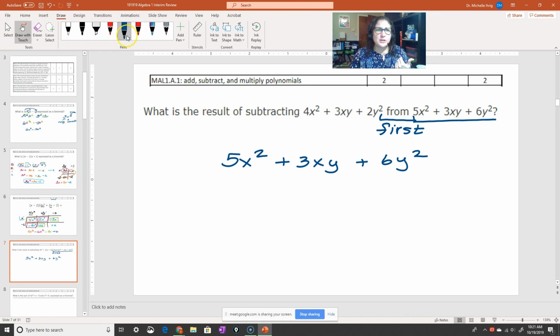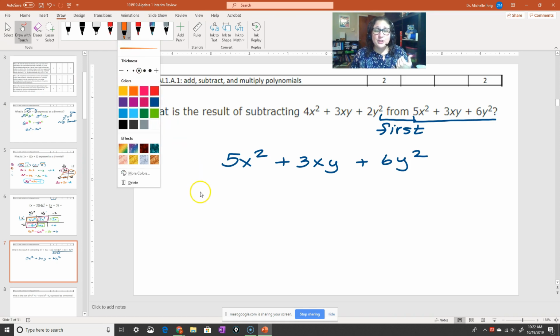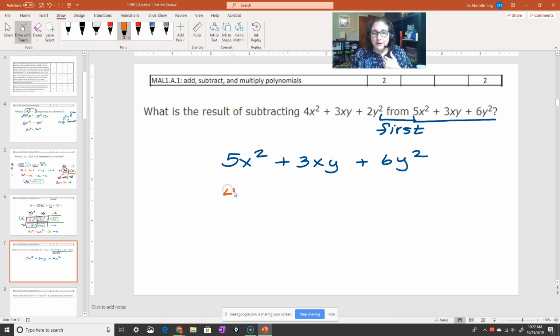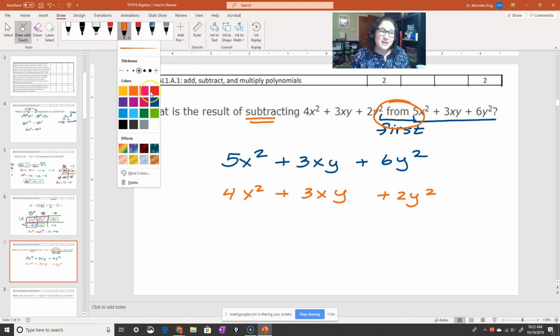So that's our first equation. Then what you do is you write your second equation. I like to write mine underneath. I'm a very linear person, so that works for me doing it this way. Now, here's the other thing that makes it tricky. So the first thing that makes it tricky is the word from. The second is the word subtract, because subtraction makes us have to change all of the signs.